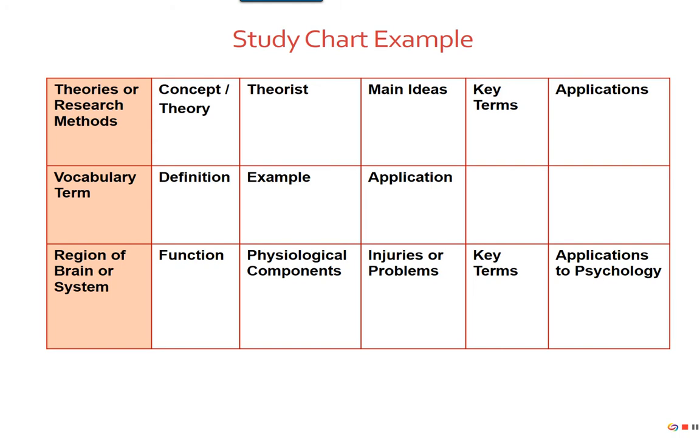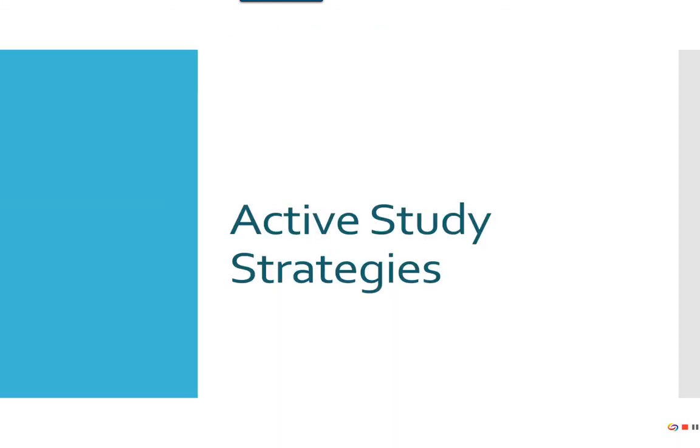For the sections on the nervous system or on sensory systems, you may want to create a chart that involves the region of the brain or the system, the function, the physiological components, injuries or problems, key terms, and again, applications to psychology. All of these are ways to organize the information that you need to study so that you can look at it and easily access what you need to know.